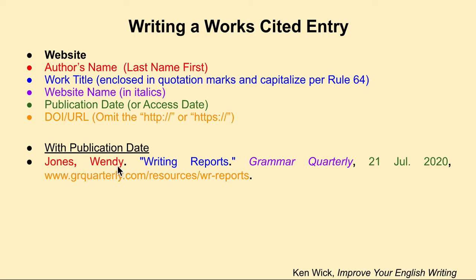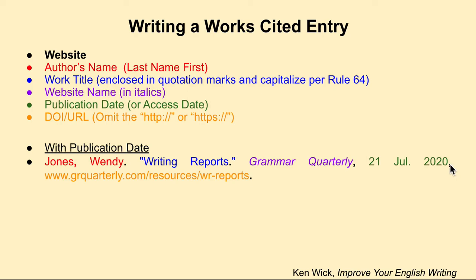It's author name, last name first, period. And then it's the title or name of the web page in quotation marks, period inside the quotation marks. Then you have the website name in italics. Then you have a comma. Then you have the publication date. Remember, it's formatted day, month, year, and you abbreviate the month and put a period, comma.